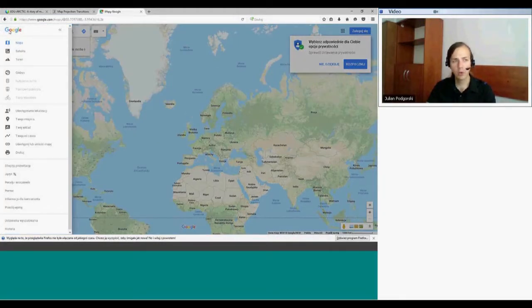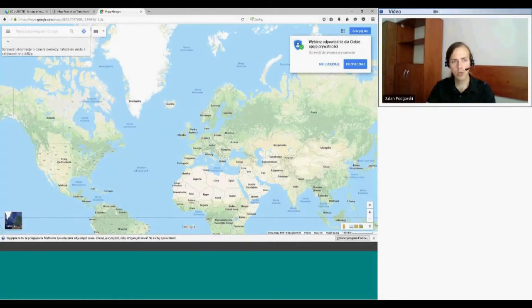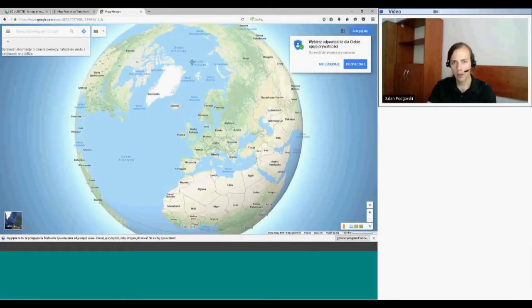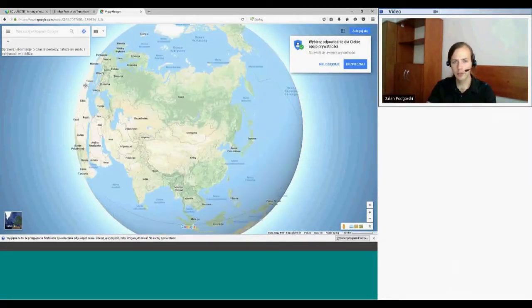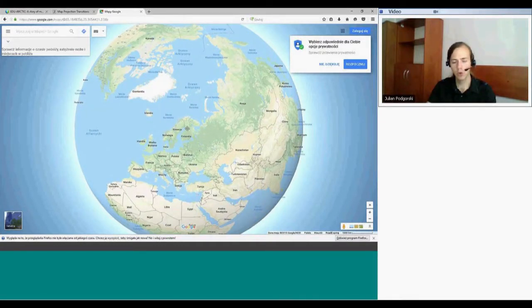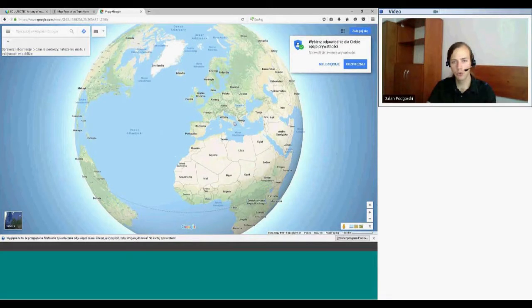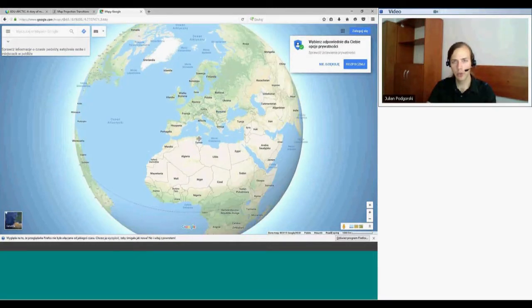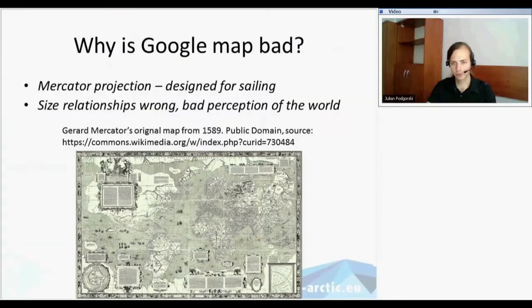They noticed that it's not a good idea. And nowadays you can go to options and switch on the globe mode. And even online, in your simple Google Maps website, you can use the circular globe just like in Google Earth. And this one has all the sizes correct, and that's what I recommend you use when using Google Maps. It makes you think about the world correctly.